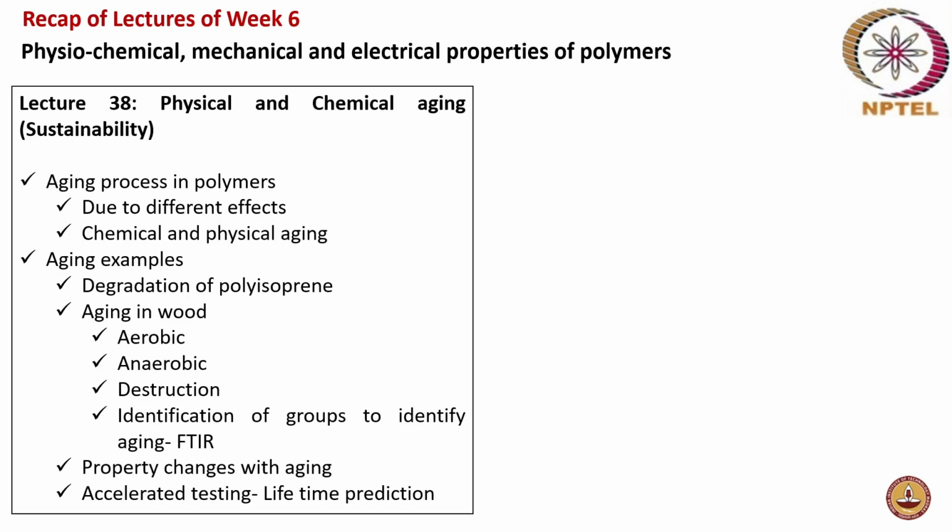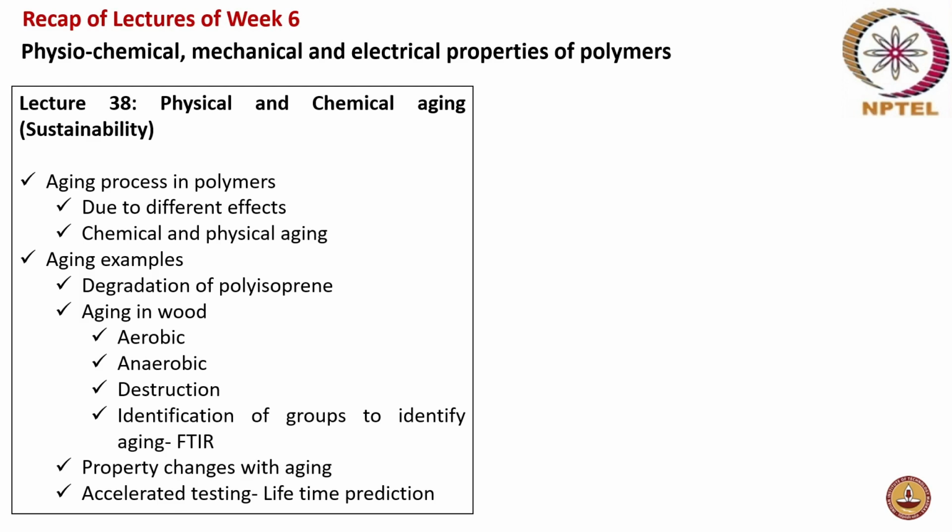Okay. So lecture 38 was on physical and chemical aging. Okay, this was with respect to the sustainability aspect. So the aging of polymers was discussed. What are the different effects due to which the aging of polymers happens? They may be thermal effects or mechanical effects, or due to some solvent, oxidation, UV radiation. These may be one or more of the reasons for aging in polymers. And the aging can be broadly classified as chemical and physical aging. Okay, so examples of aging were discussed, where synthetic polymer degradation was discussed.